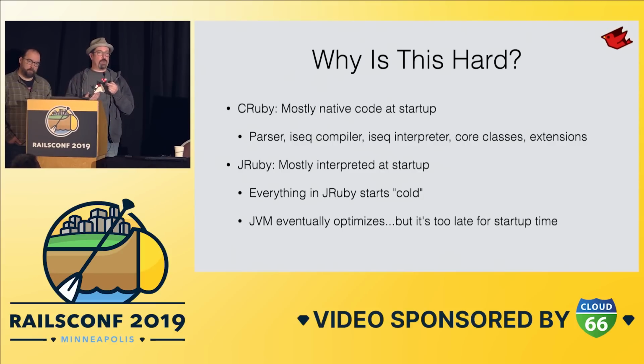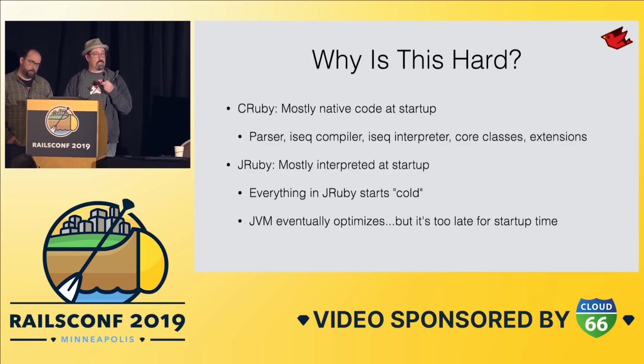Well, if you look at CRuby, everything in CRuby is already compiled native. So it boots up, and the parser is native, the compiler to instruction sequences, the internal interpreter, all of the core classes. Whereas on JRuby, all of those things are written in Java, written and compiled to JVM bytecode. So the JVM has to warm it up, has to decide what's hot, has to optimize it. So everything in JRuby ends up starting cold, from parsing all the way through execution.